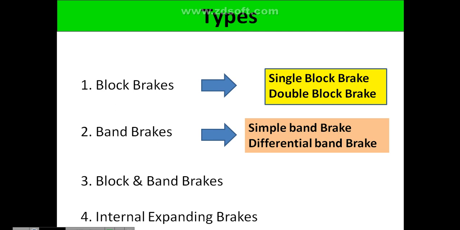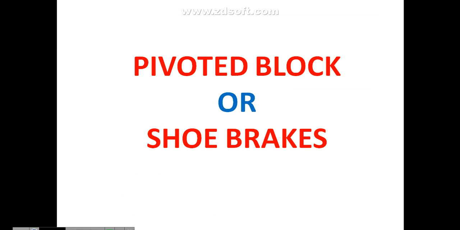There are a number of types of brakes you have in the slide. The first one is block brake, which is classified into single block brake and double block brake. The second one is band brakes, which are divided into simple band brake and differential band brake. The third one is block and band brakes. The fourth one is internal expanding brakes. Today we are going to see an example problem on the pivoted block, that is, the shoe brake arrangement.